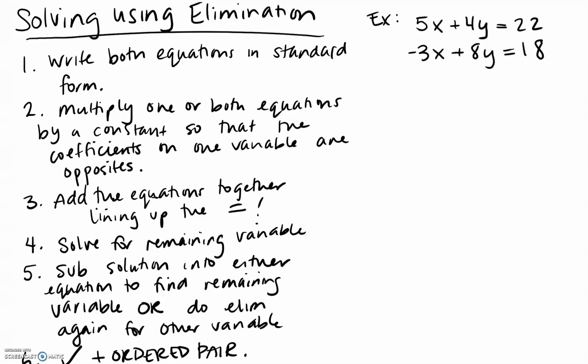Solving using elimination. So this is the other side. You can always use substitution. Elimination is just a different method. First step of solving using elimination is to write both your equations in standard form. That's that ax plus by is equal to c form. So usually I don't think about using elimination unless they happen to be written like that.